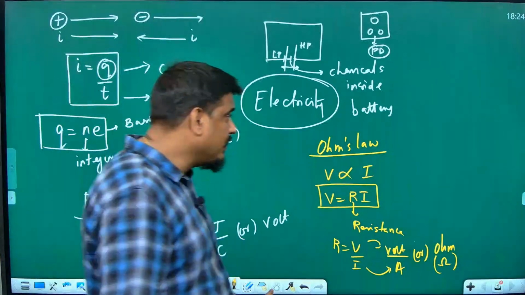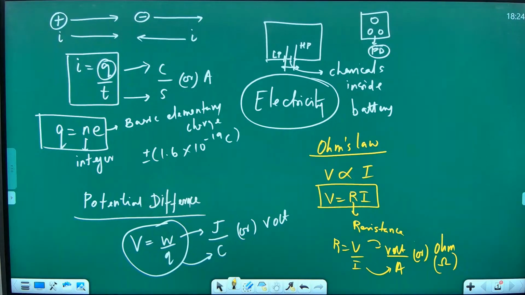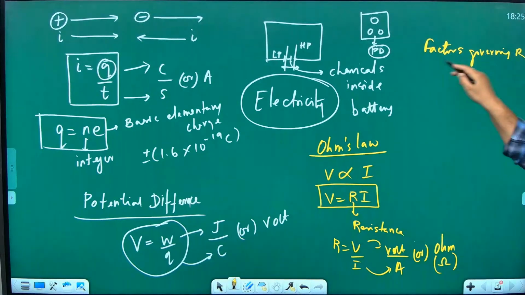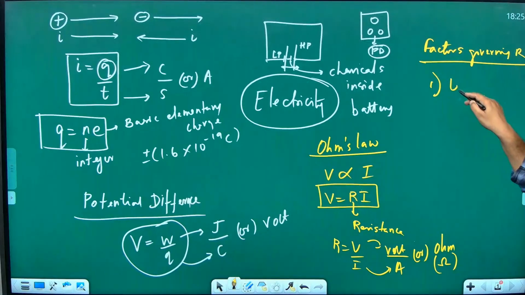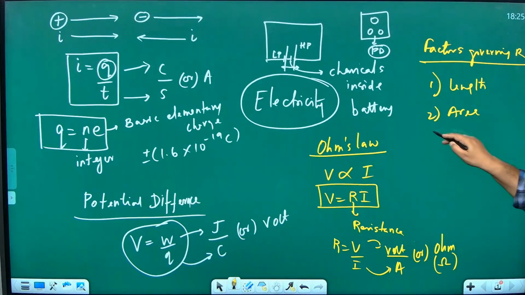Okay. Then we learnt a very important part of this chapter, from where a question is certainly going to come in the exam, which is the factors on which R depends. I told you R depends upon 4 factors. Factors governing R. What are the 4 factors? First factor I told you was length. Second factor was area of cross section. Third factor was nature of material. And fourth factor was temperature.